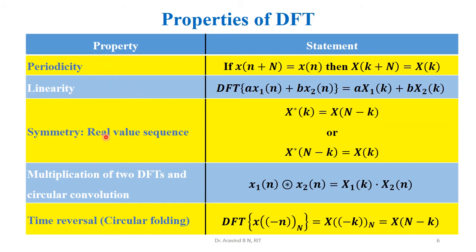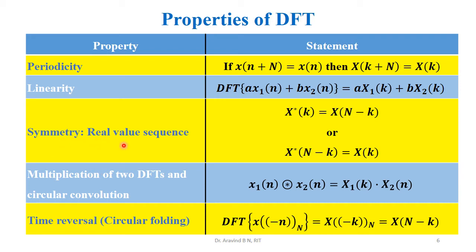So this side, the left side, is completely the property name we are going to have. On the right side, we are going to have the statement for that particular property in a short form. Starting with the first one, the periodicity property. If x of n plus N is equal to x of n, then X of k plus N is equal to X of k. Then linearity property, DFT of a x1 of n plus b x2 of n is equal to a X1 of k plus b X2 of k.